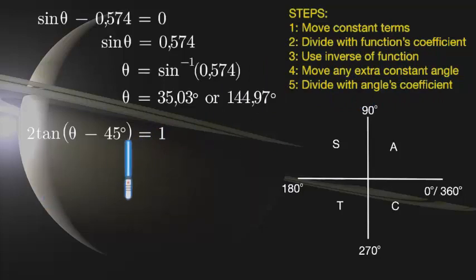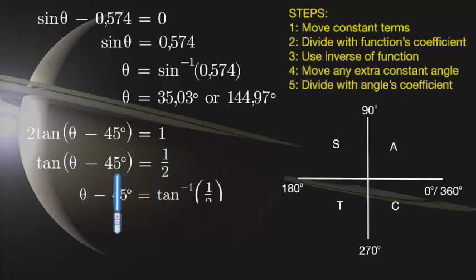Well, the function is tangent theta minus 45 degrees and the coefficient is a 2. So we're going to divide with the 2 on the right side and we have tangent theta minus 45 degrees equals a half. Okay, step 3. Use the inverse of the function. So this tangent will go to the other side as its inverse and we end up with theta minus 45 degrees is equal to tangent to the power of negative 1 and the ratio goes in brackets.